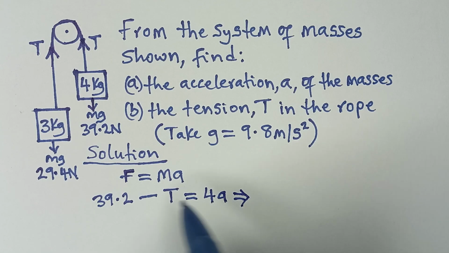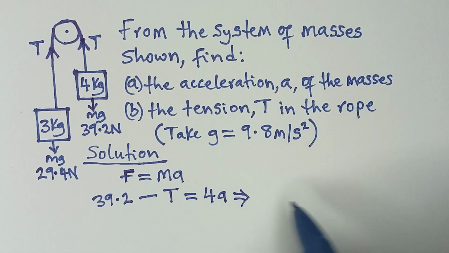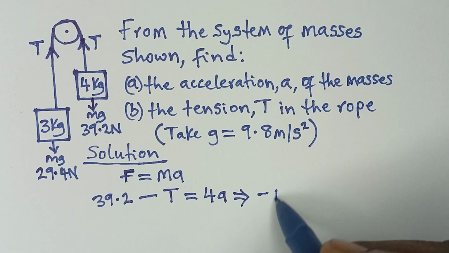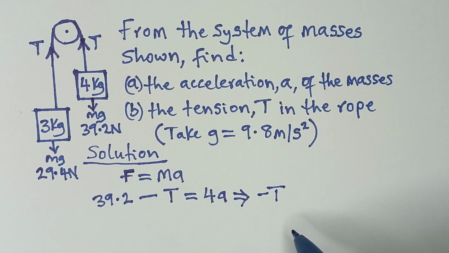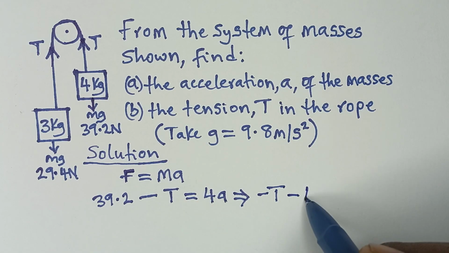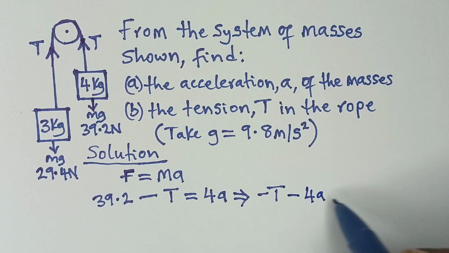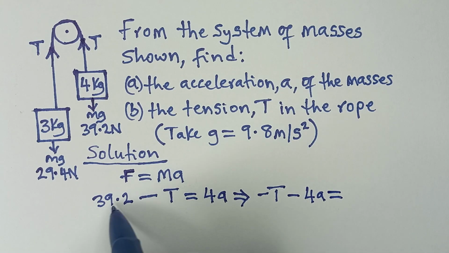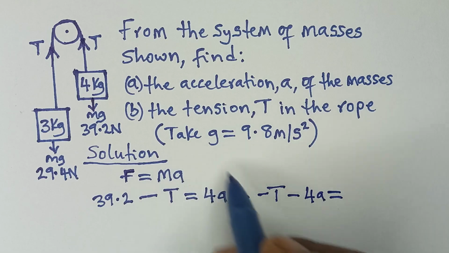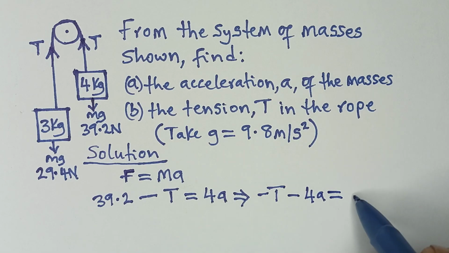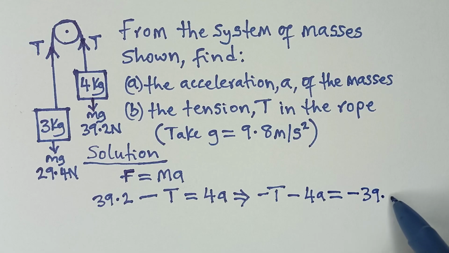For us to rearrange, we can simply write this negative T first. And so write as negative T. And then this 4A comes to this side. It becomes negative 4A. And that will be equal to 39.2 coming to the right hand side becomes negative 39.2.